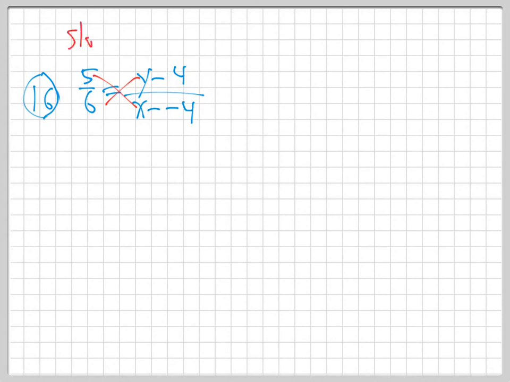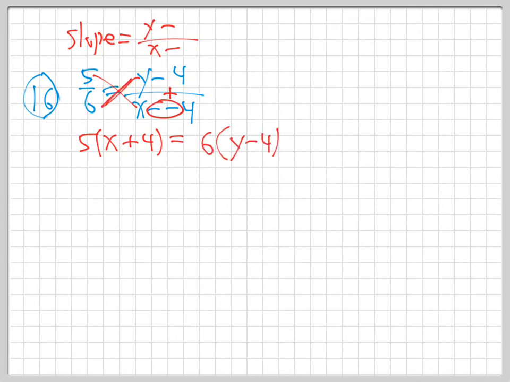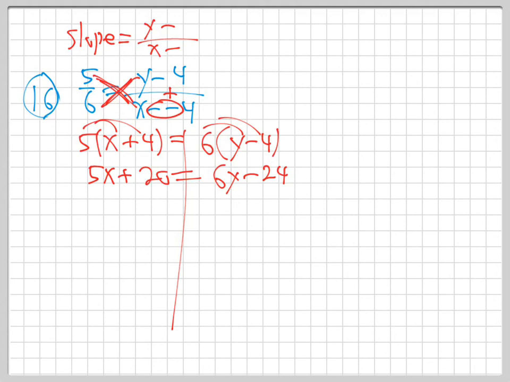So this is step 2, right? Slope equals y minus blank over x minus blank. So we'll get 5 times x plus 4, because double negative becomes positive, is 6 times y minus 4. Diagonal, diagonal. Just like that. And then distribute. 5x plus 20 equals 6y minus 24. And add 24 to both sides. We're always wanting to get y alone. So y said I want to be alone. Add the 24 to both sides. So that'll be what, 44?